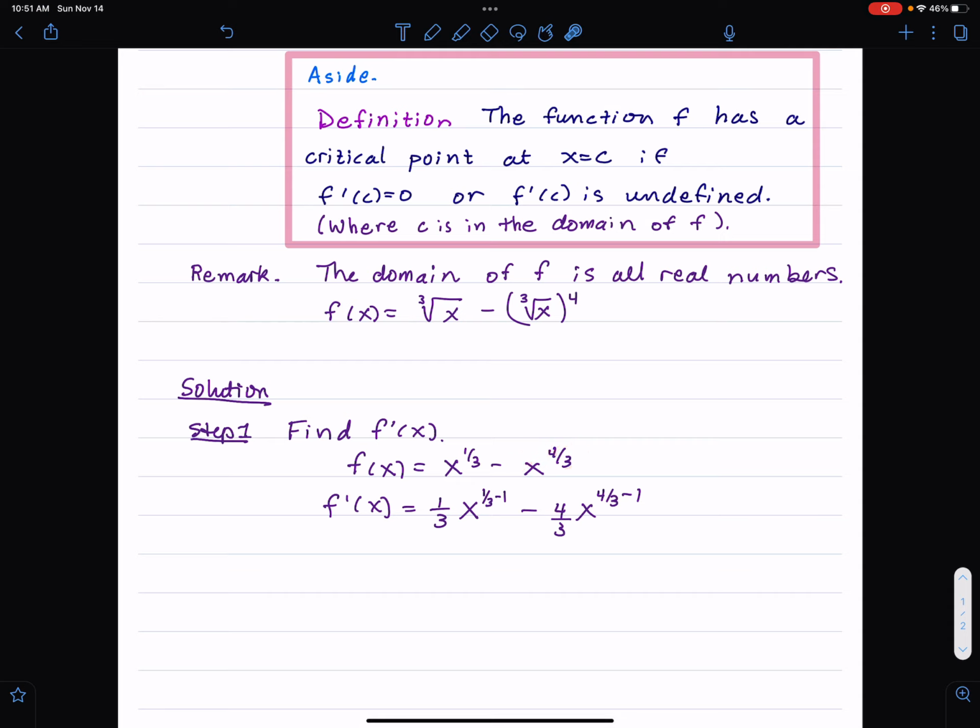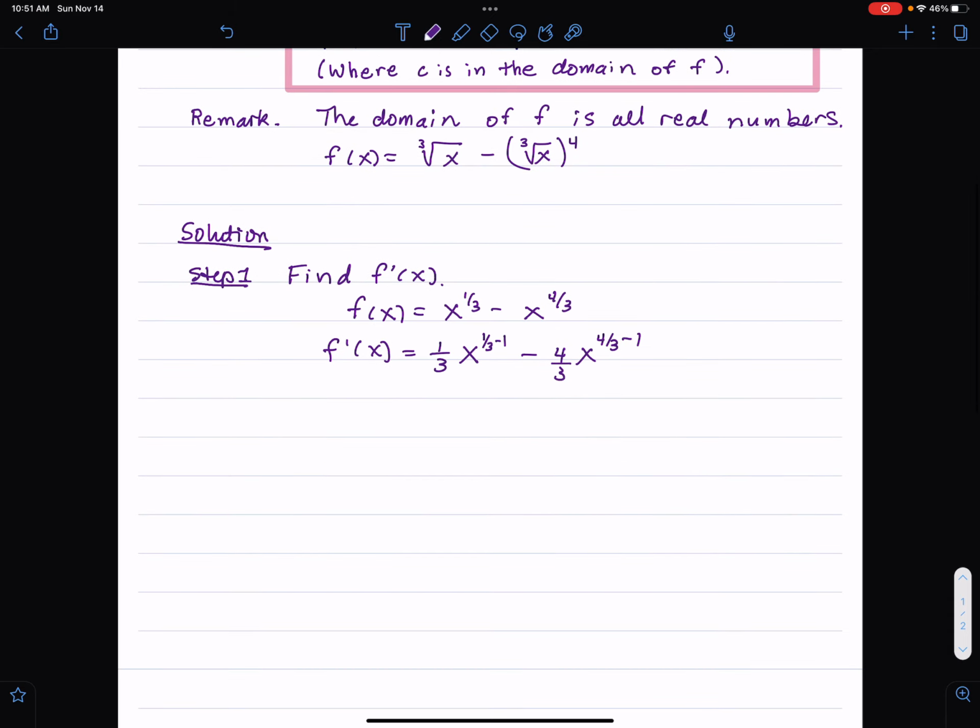So that's the power rule, where I bring the power to the front. It has to be x raised to a power. So I bring the exponent, the 4/3, to the front, and then I take 4/3 and subtract 1. Remember that 1 is 3/3. So f prime of x is 1/3 x to the 1/3 minus 3/3, which makes -2/3, minus 4/3 x to the 4/3 minus 1. 4/3 minus 3/3 is 1/3.